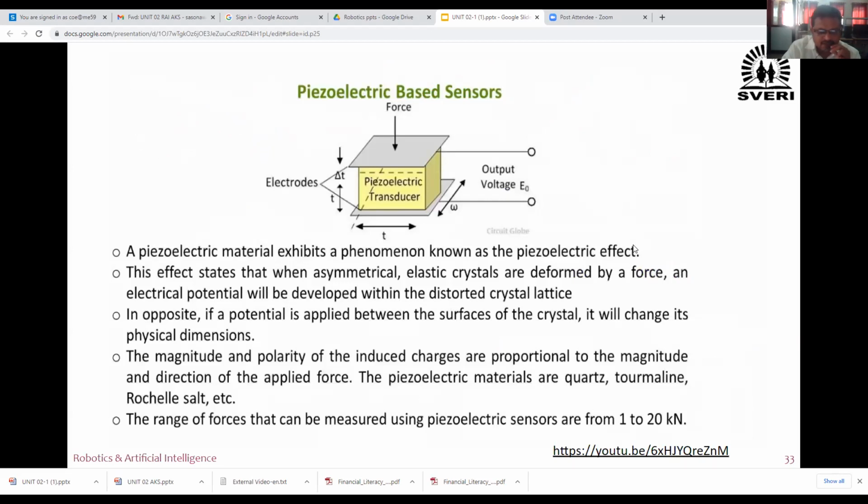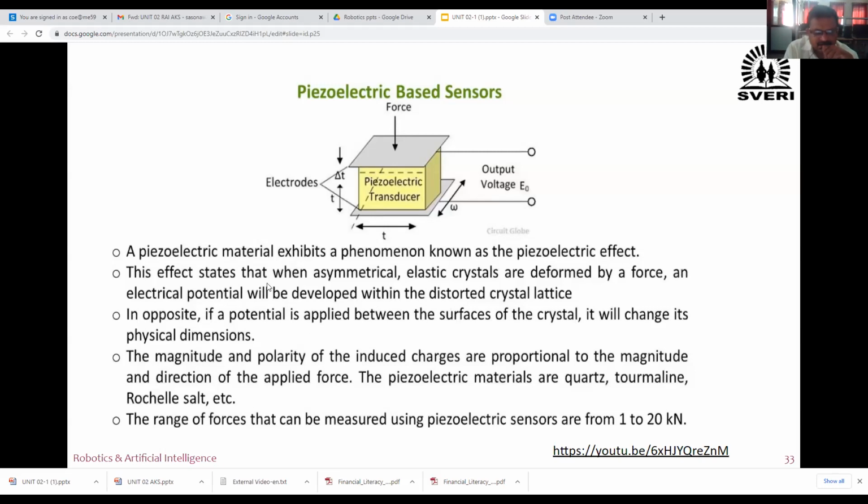Now next is the piezoelectric based sensor. Now what is the characteristic of that piezoelectric material? Whenever you apply force on that piezoelectric material, charge or voltage is produced, and that is directly calibrated to the value of the force, and you are getting the exact value of the force. Therefore a piezoelectric material exhibits a phenomenon known as the piezoelectric effect.